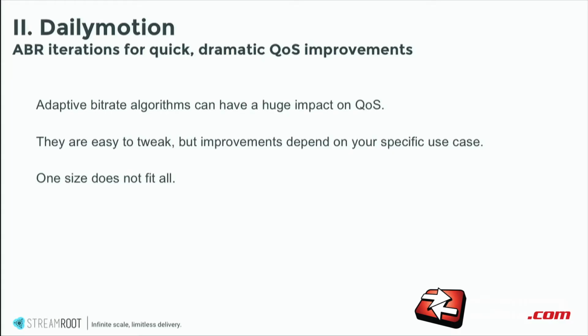So as part of our talk, we discussed some of the research that's been done about improving the ABR algorithms that are in production today, and we discovered that it was pretty simple to make very big improvements by just tweaking your ABR. However, it's not a one-size-fits-all type thing, so it's a great case for A/B testing. So Dailymotion was inspired by our presentation and decided to do some iterations on their ABR algorithms to try to improve quality of service on their live videos.